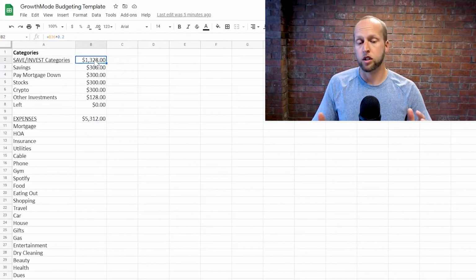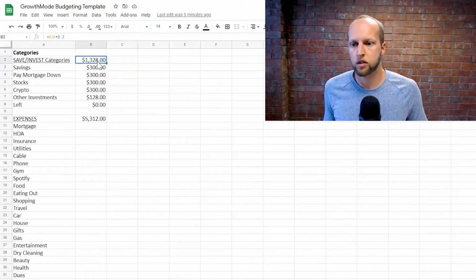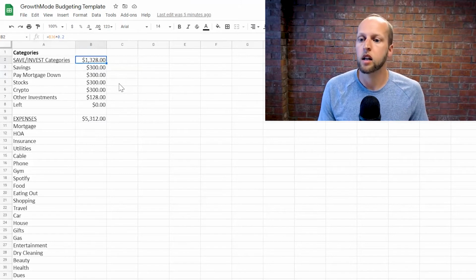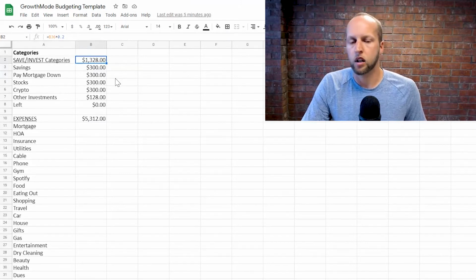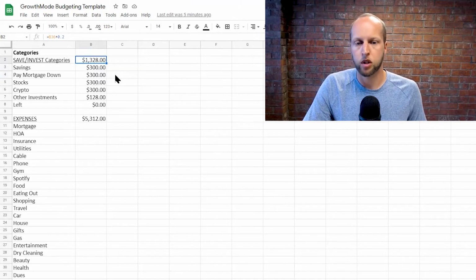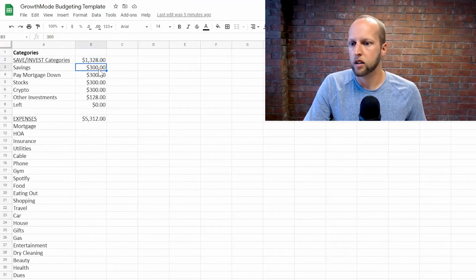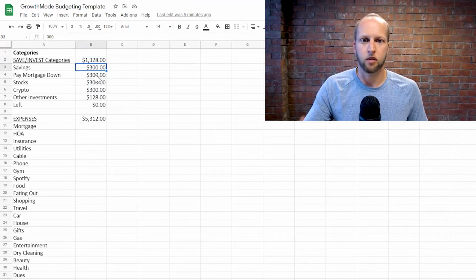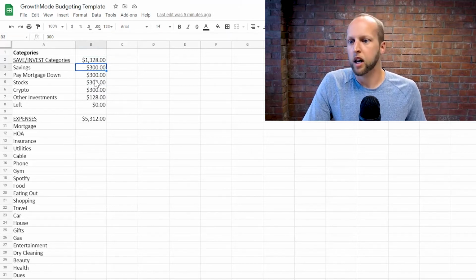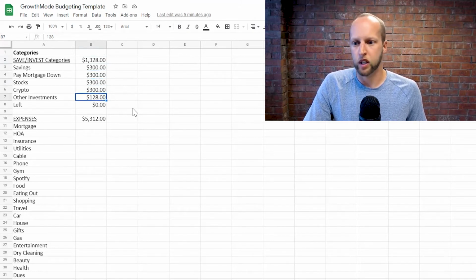Obviously, that number is just a sample. Use what makes sense for you. I like the 20% number, 20% plus ideally, I think is a great target to shoot for. Obviously, you're going to have to adjust that up or down based on your personal goals, your risk profile, all those types of things. So as you start to put numbers into these different categories, 300 towards kind of deep savings, 300 towards, again, paying the mortgage down, that may or may not apply to you, 300 towards stocks, 300 towards crypto, and then other investments.